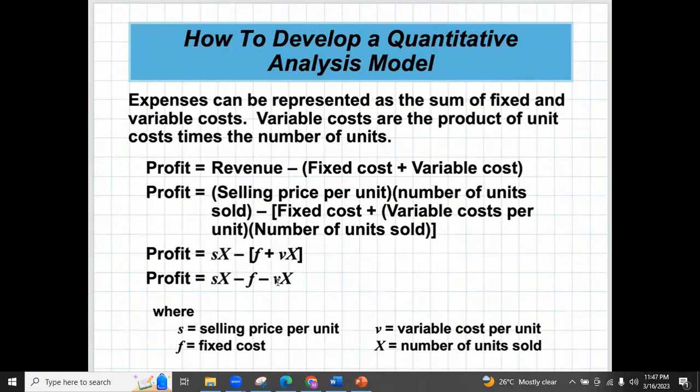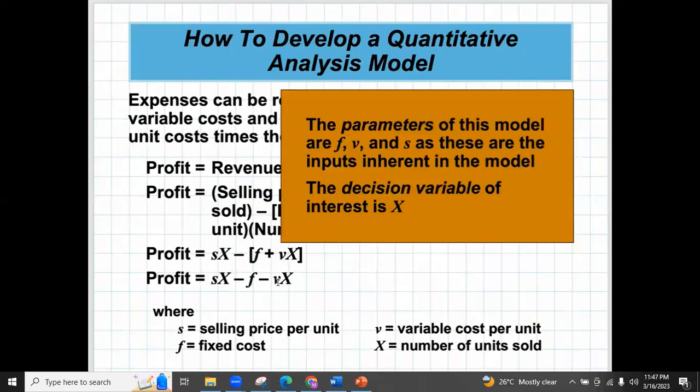So this is the kind of problem you want to solve. The parameters in this model are three things: the fixed cost, the variable cost, and the selling price. The decision variable of interest is how many we're planning to sell. X. That's it. Some people use Q for quantity.